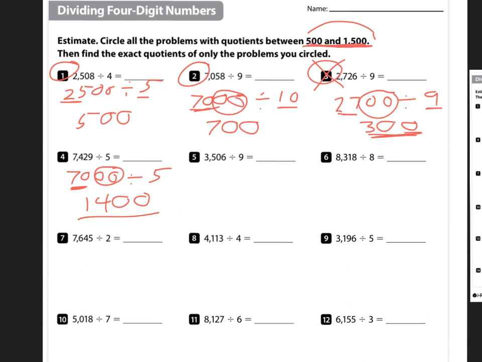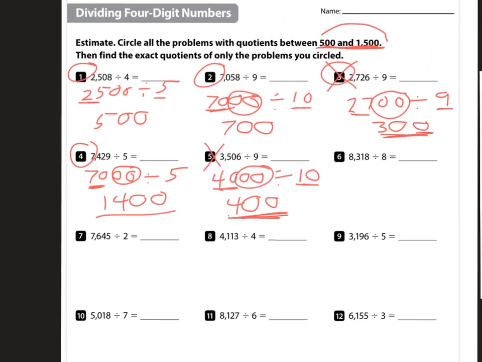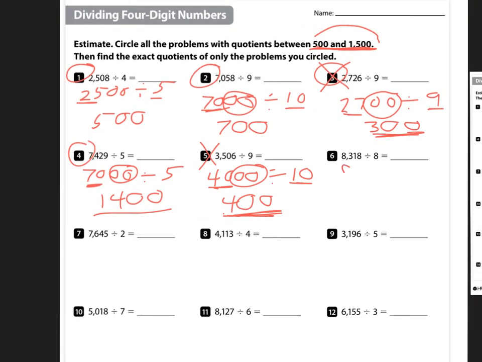Alright, number 5, we can round 3,506 to 4,000 divided by 10. 10 goes into 40 4 times. You have 2 zeros left over, and 400 would not fall between 500 and 1500, so cross this one out. Number 6, we have 8,318 would round to 8,000 divided by 8. 8 goes into 8 one time, and you have 3 zeros, and 1,000 would fall between 500 and 1500, so we will solve that one.